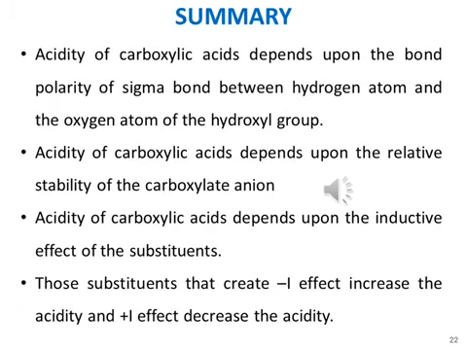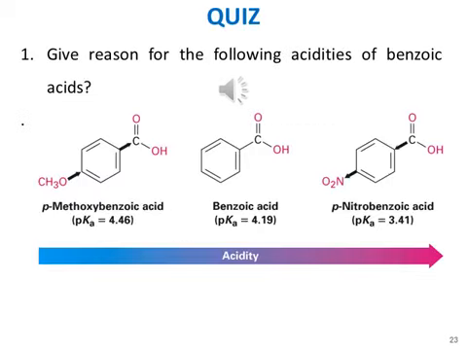So at the end, this is the summary of today's lecture. Acidity of the carboxylic acid depends on the bond polarity of the sigma bond between the hydrogen atom and the oxygen atom of the hydroxyl group. Acidity of the carboxylic acid depends upon the relative stability of the carboxylate anion. Acidity of the carboxylic acid depends on the inductive effect of the substituent. Those substituents that create the negative inductive effect increase the acidity, and positive inductive effect decrease the acidity of the carboxylic acid. Now it's time for the quiz.